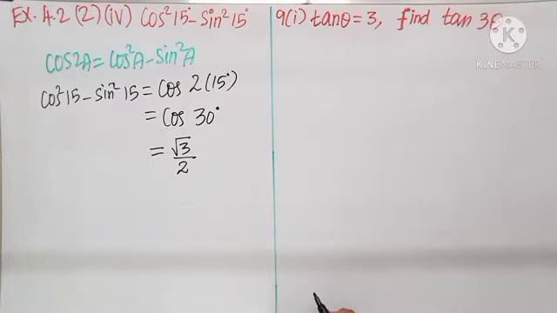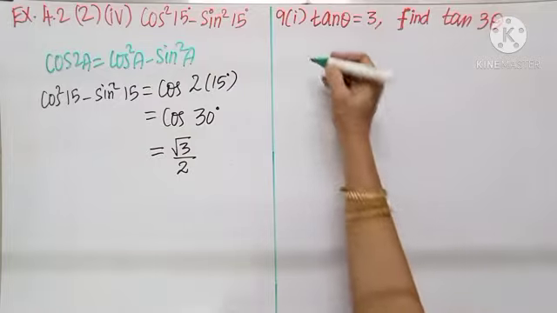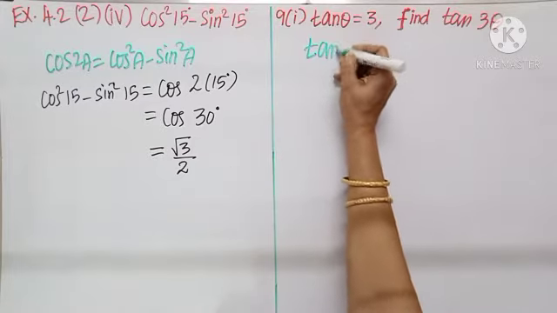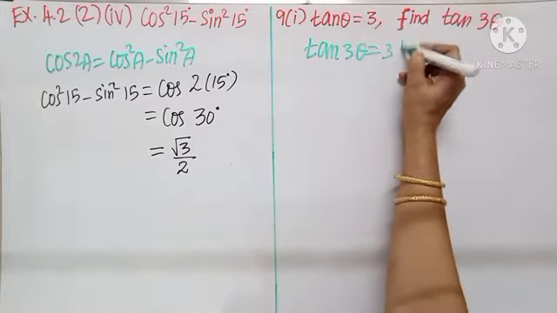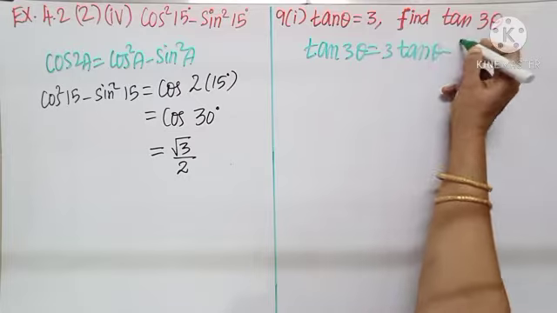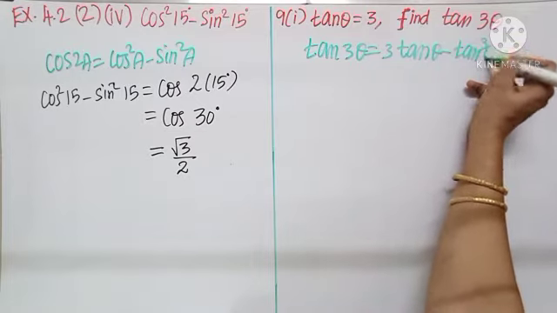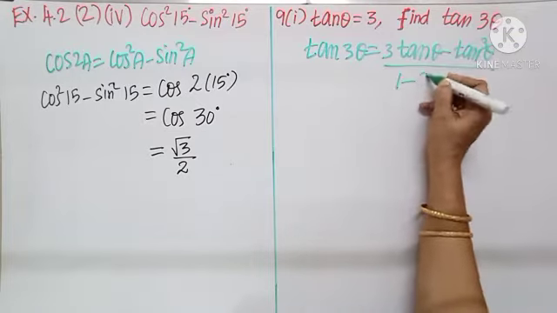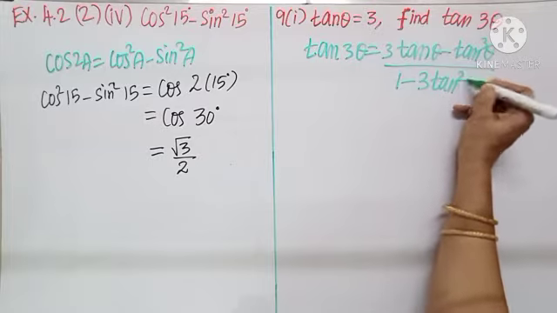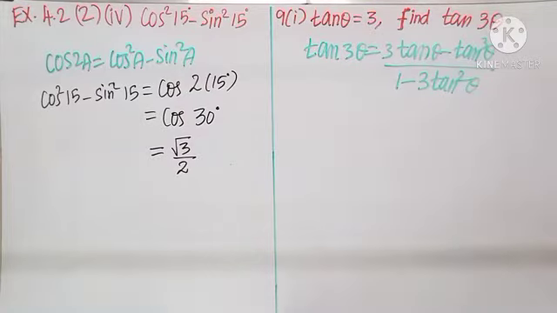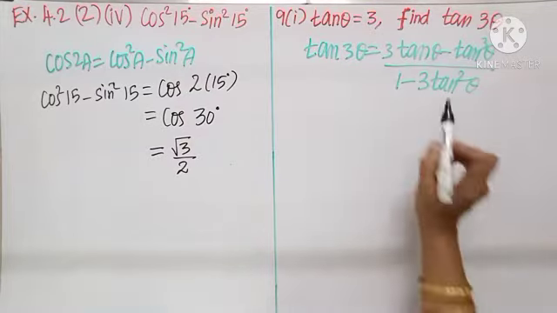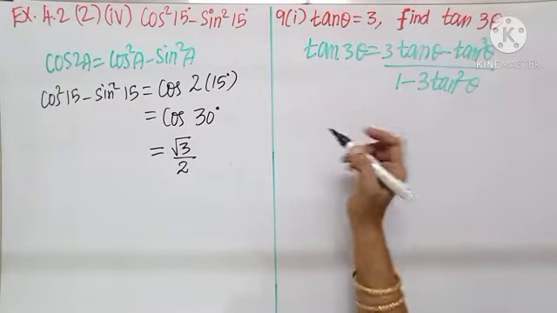Ninth question, subsection 1. Tan theta is 3. Find out tan 3 theta. Let us remember the formula. Tan 3 theta equals 3 tan theta minus tan cube theta by 1 minus 3 tan square theta. As we substitute, wherever tan theta comes, 3.